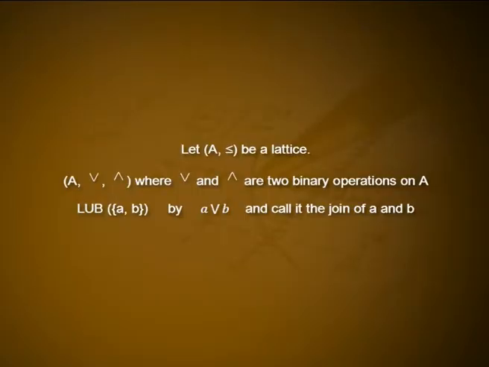There is a natural way to define an algebraic system with two operations which define a lattice. Let (A, ≤) be a lattice. Then we define an algebraic system (A, join, meet), where join and meet are two binary operations on A. We denote LUB of {a, b} by a join b and call it the join of a and b. Similarly, we denote GLB of {a, b} by a meet b and call it the meet of a and b. We shall refer to (A, join, meet) as the algebraic system associated with the lattice (A, ≤).